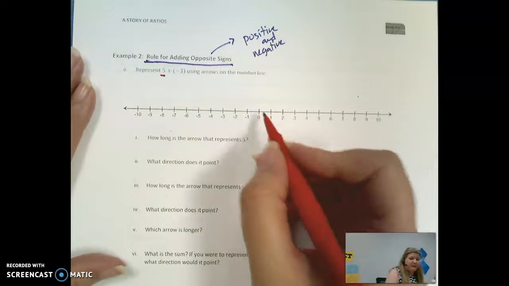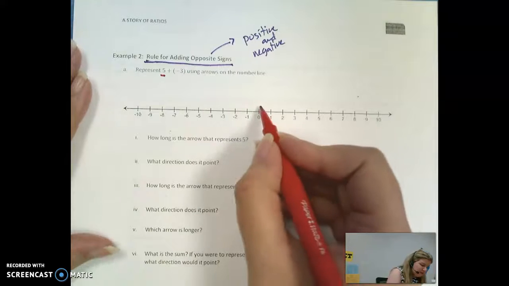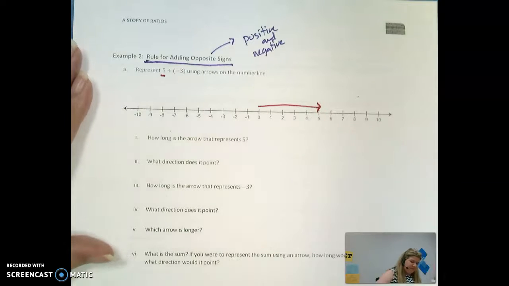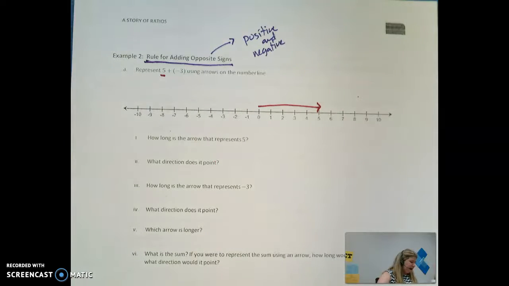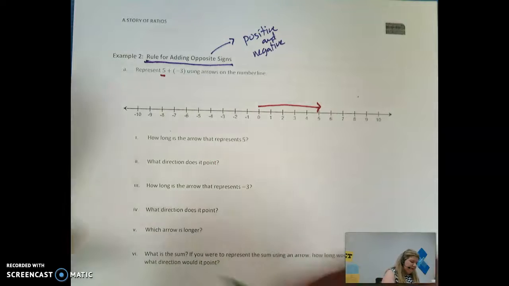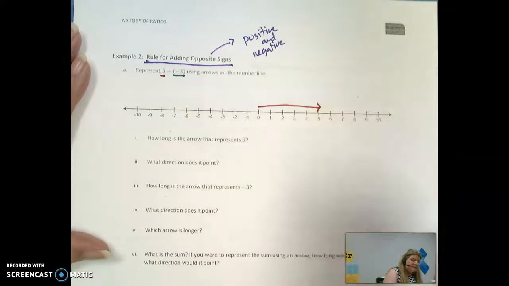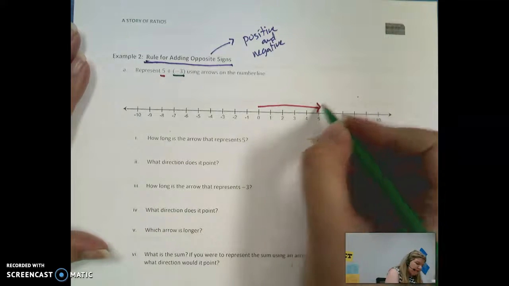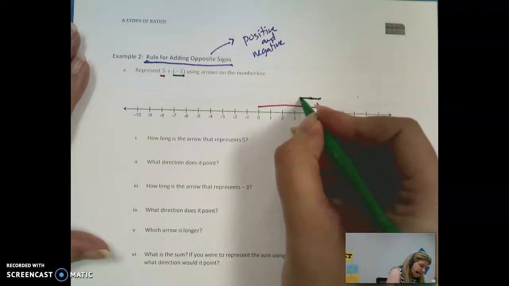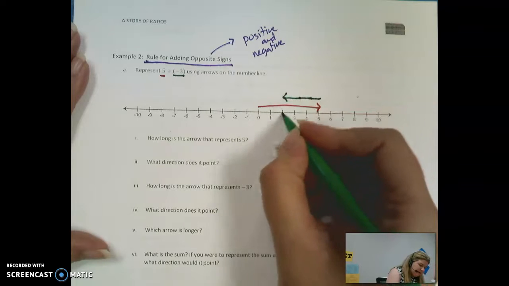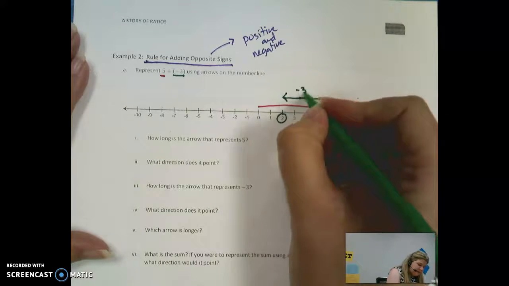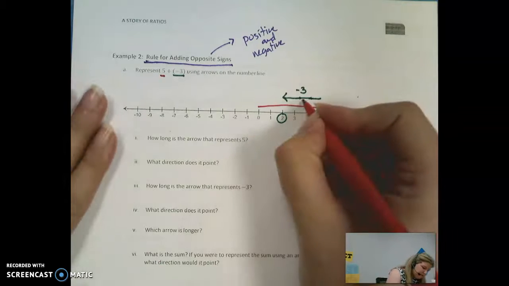5, so that's a positive number. We're going to go 5 spaces to the right. From there, we're going to use the next number because it's 5 and negative 3. So the negative 3 tells us to go 3 spaces to the left. So from here, we go 1, 2, 3 spaces. This is where I land. So that's negative 3. This is 5.